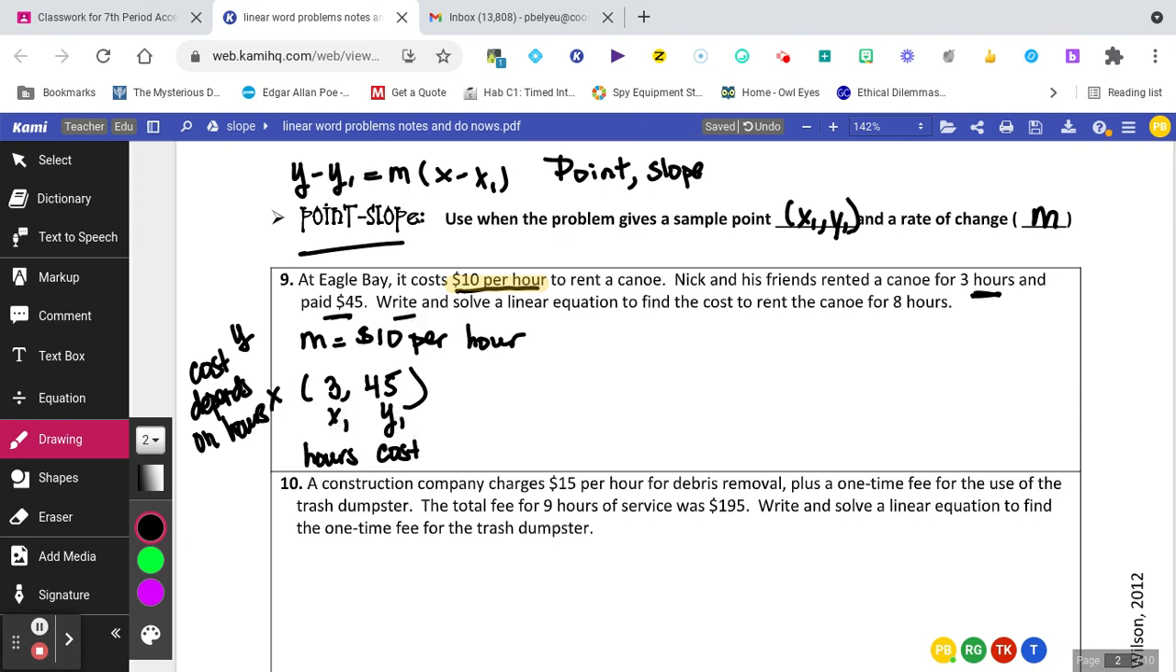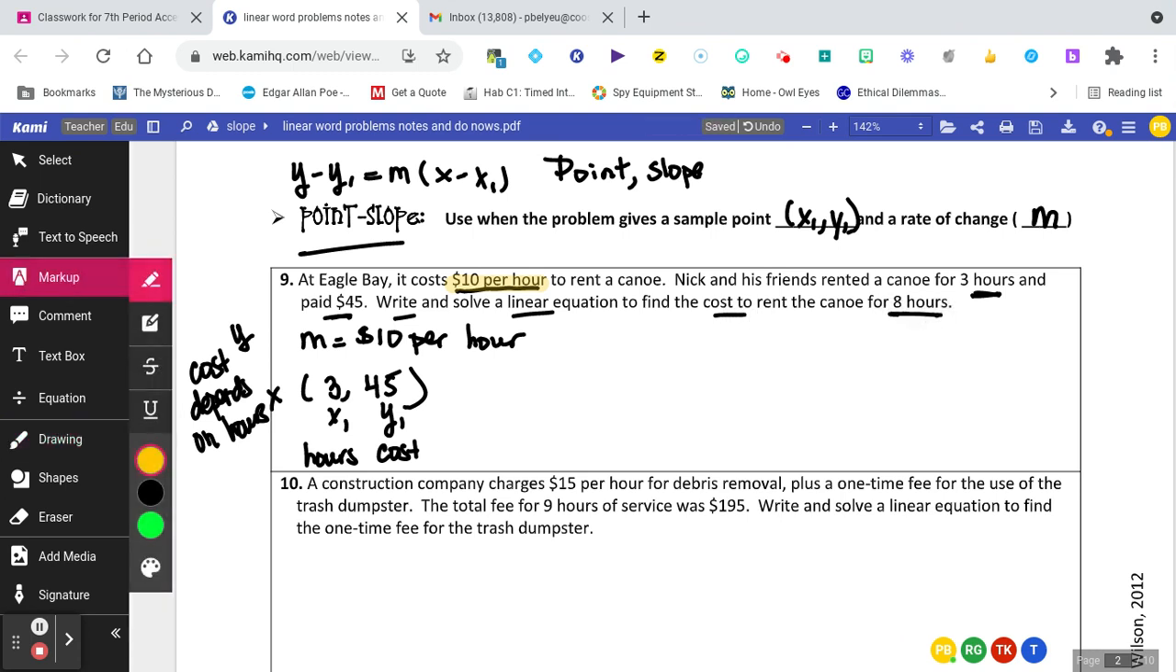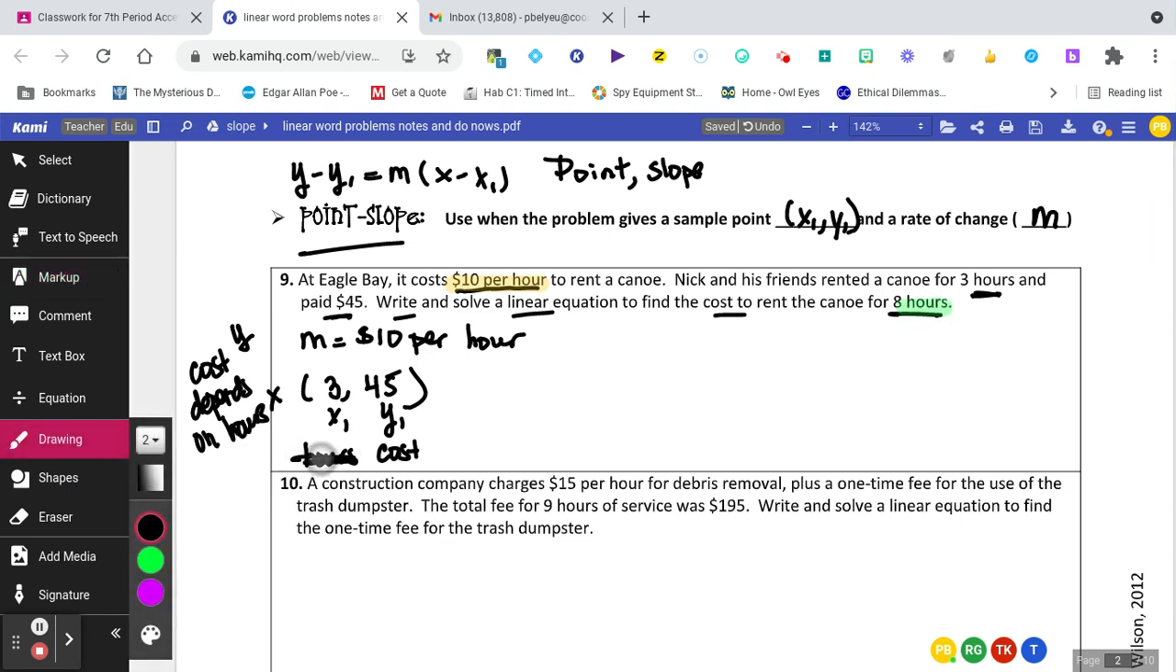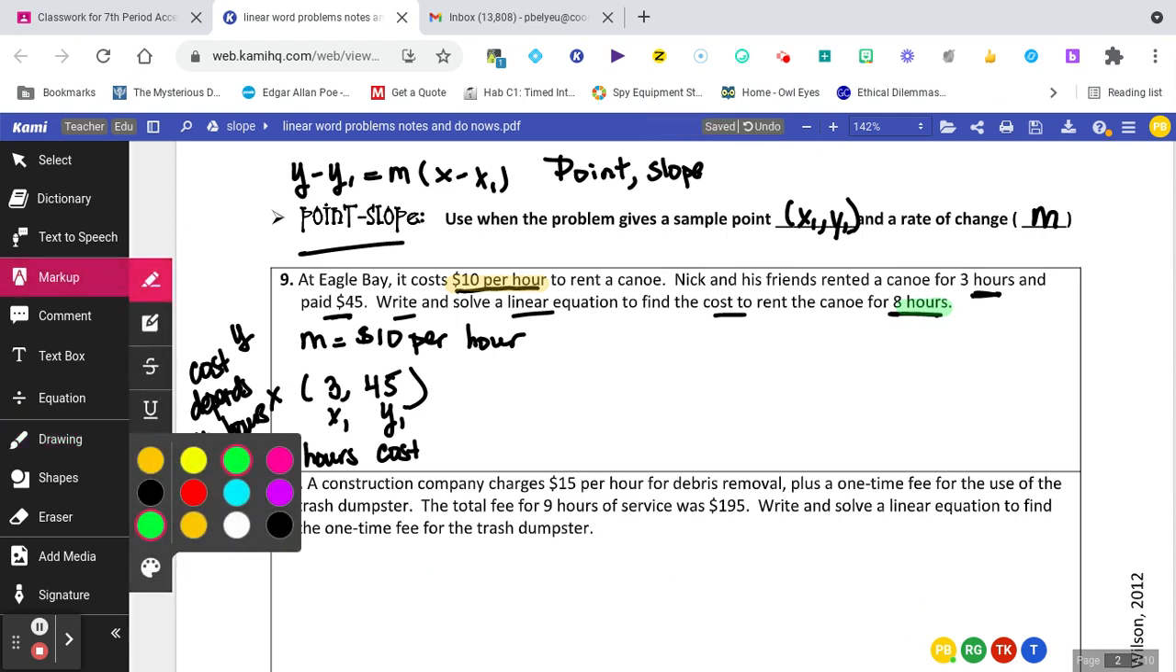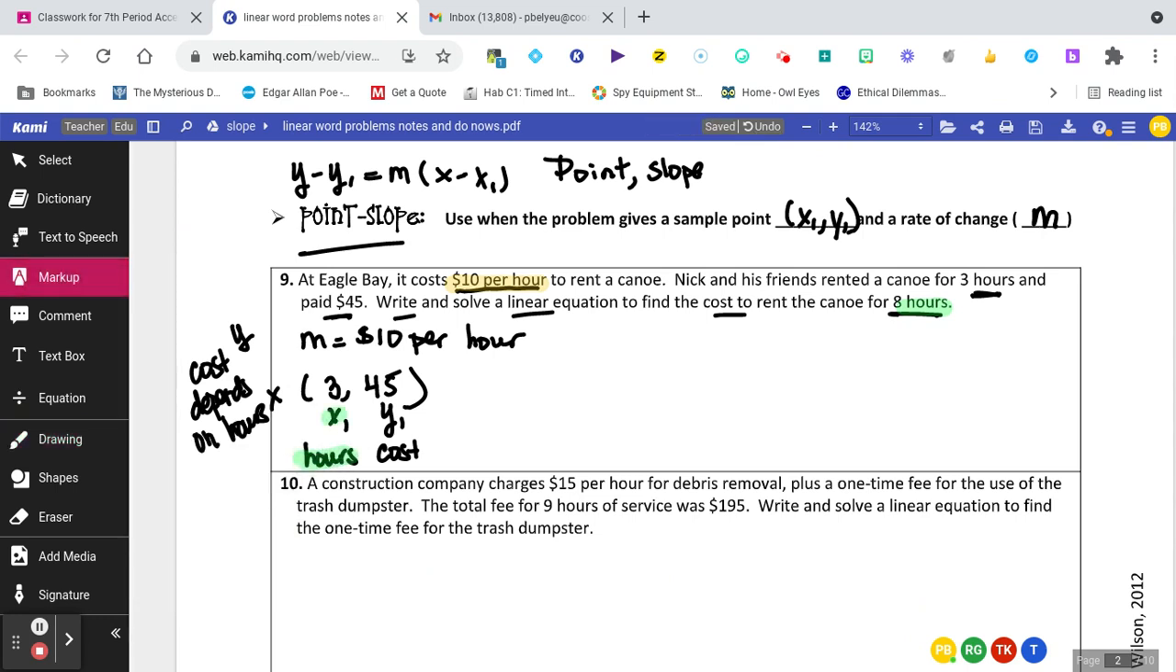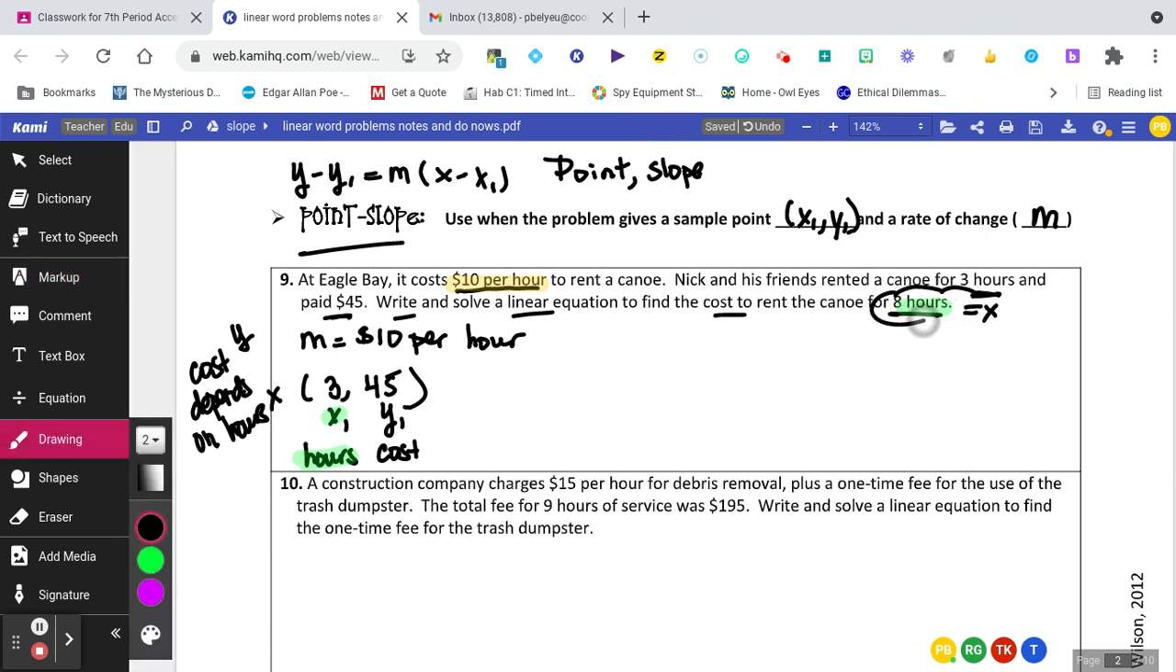It says write and solve a linear equation to find the cost to rent the canoe for 8 hours. Okay, so I can already tell you here, because it has hours for 8, and I've already determined that my hours is my x, I know 8 is going to be an x value when I get ready to plug it in, which means I'll be solving for y. But let me write the equation first.